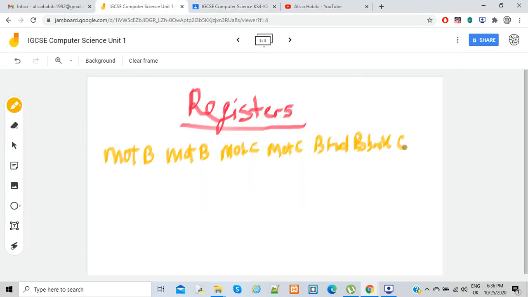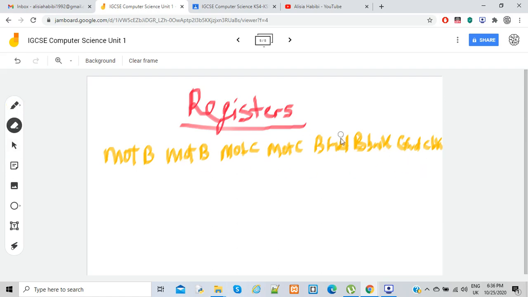I'm going to really try to maximize my space here. C backwards. Okay, so guys, we have motor B, motor B, motor C, motor C. Here we have forward direction, we have backward direction.